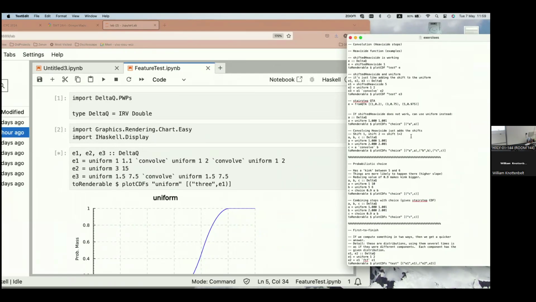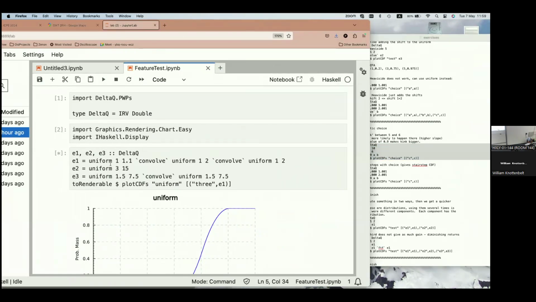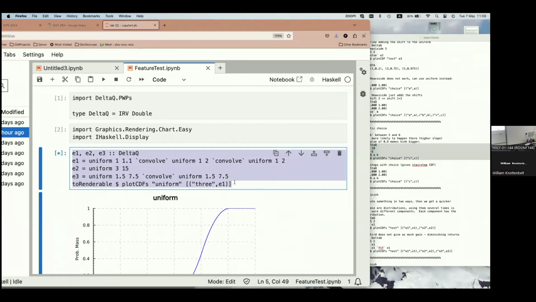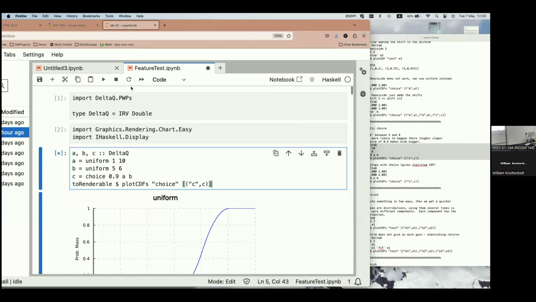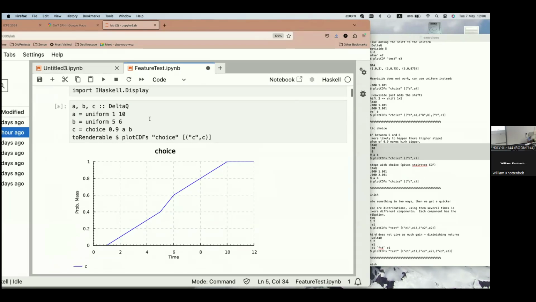So you've seen here uniform and convolution. Let me show probabilistic choice, an example with probabilistic choice. So here I have a uniform from 1 to 10 and a uniform 5 to 6. I combine them using a choice. So there's a 90% chance that I'm just going to go from 1 to 10, but a 10% chance I'm going to be between 5 and 6.